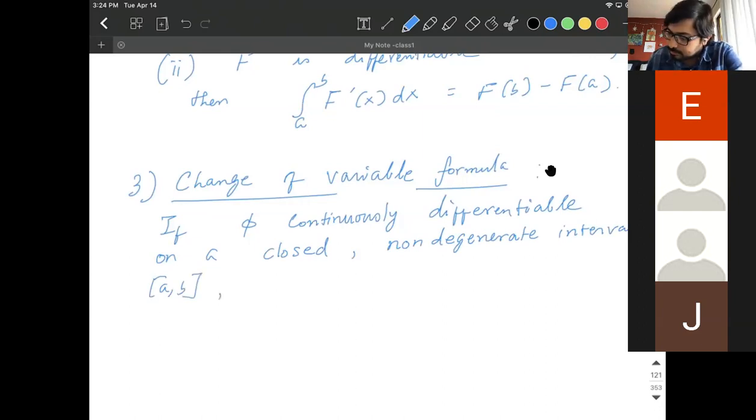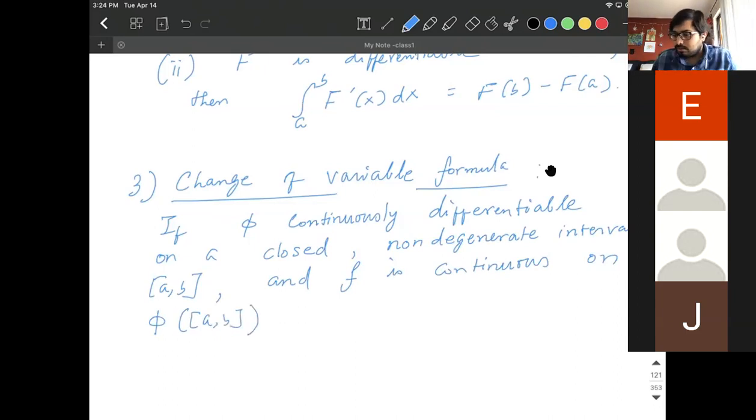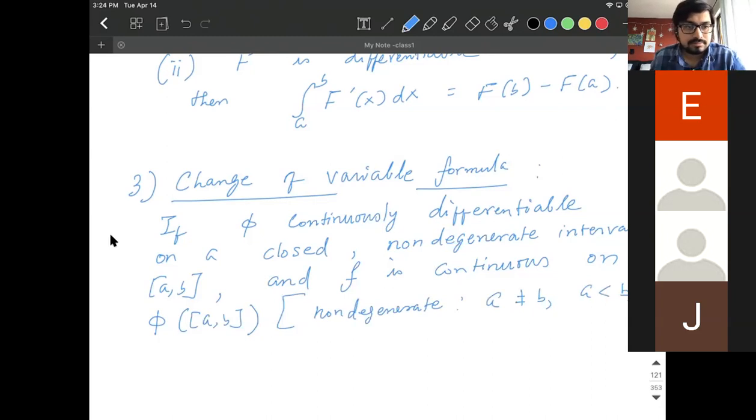So what does non-degenerate mean? It's given in the lecture note. It simply means that A is not equal to B, and in fact, A is less than B. So it's a proper interval in that sense.